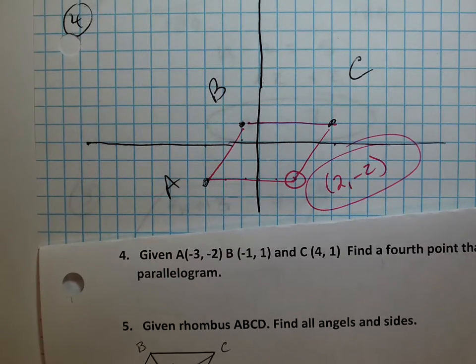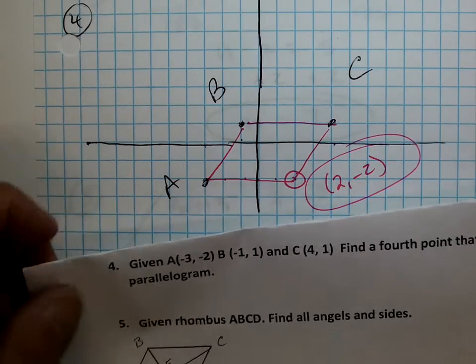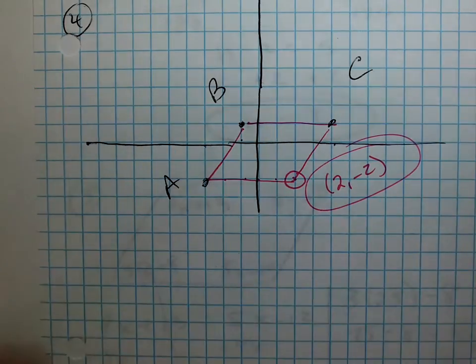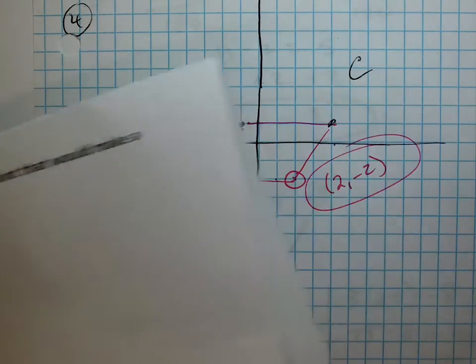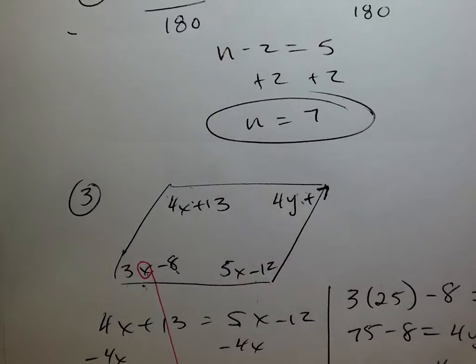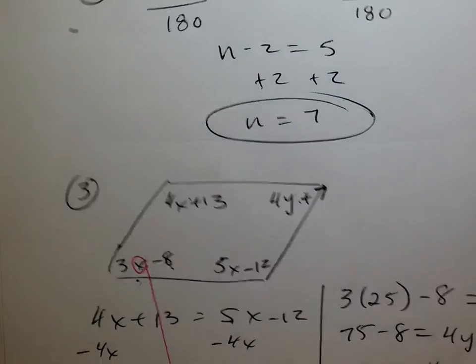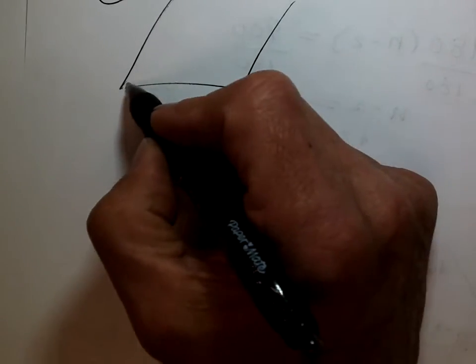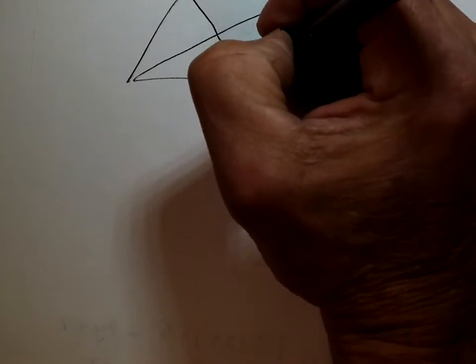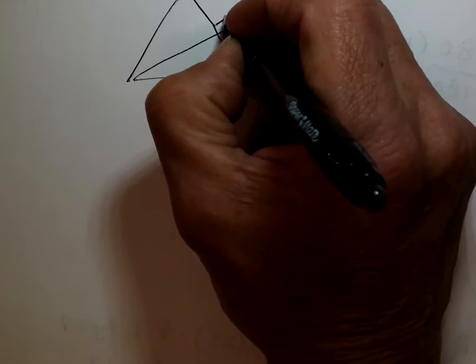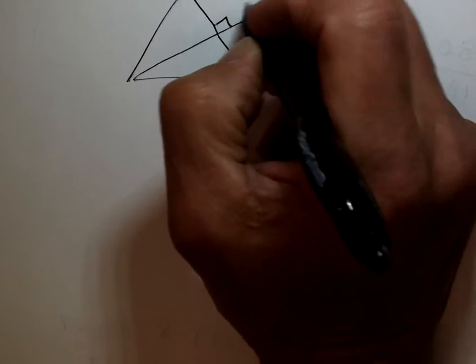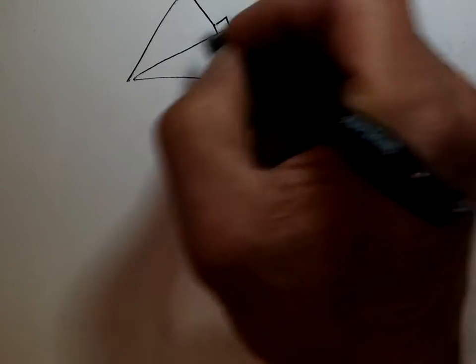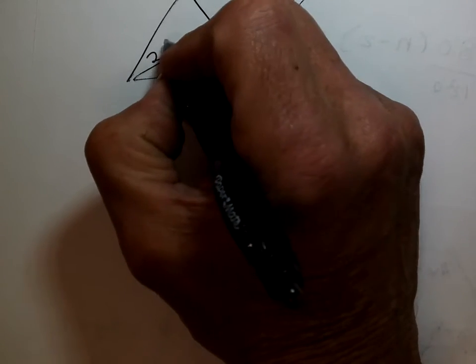Okay. All right, number 5. I'll do 5 on a separate sheet of paper. Okay, slide this away. All right, 5 is a rhombus. If it's a rhombus, I know this is perpendicular. That's a big key right there. If it's a rhombus, that's perpendicular. This is 25 degrees, okay?